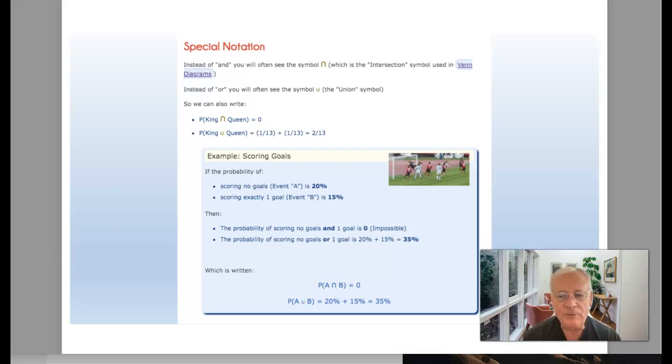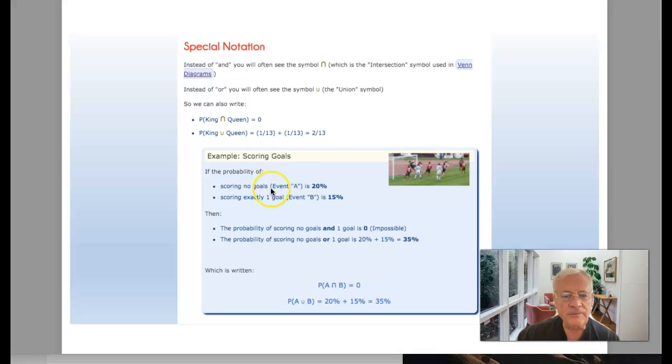Again, we talked about this notation with the Venn diagrams. Instead of using the word and, sometimes we have the upside down U, which is the intersection. Instead of using or, sometimes we use the symbol U. A right side up U means union, means either or. Just keep that in mind. Again, the probability of picking a king and a queen is 0. But the probability of picking a king or a queen is 2/13.